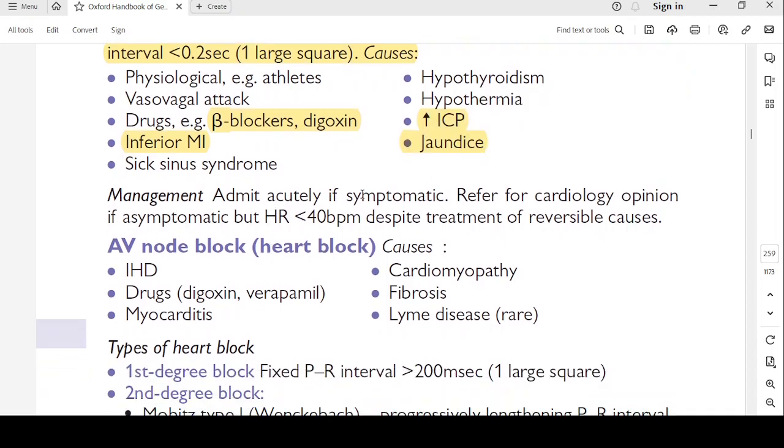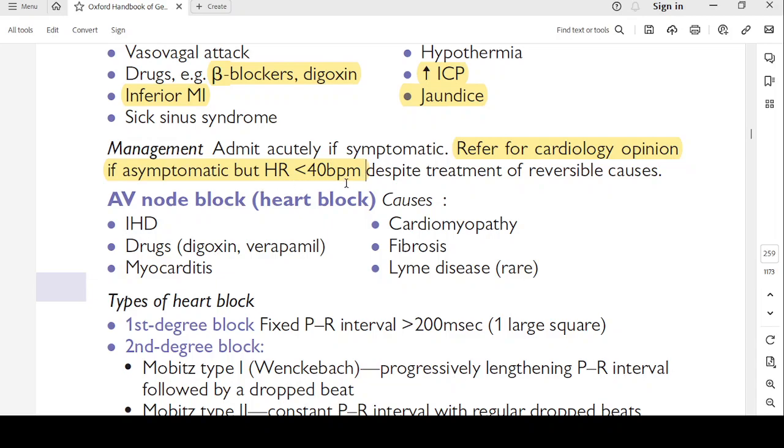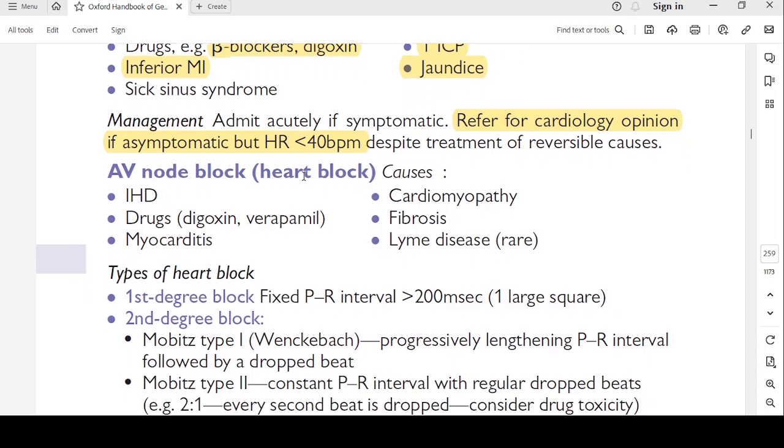Management. Admit acutely if symptomatic. Refer for cardiology opinion if asymptomatic, but heart rate is less than 40 beats per minute despite treatment of reversible causes. So you need to refer to cardiology even if the patient is asymptomatic but heart rate is less than 40. But if patient is symptomatic because of bradycardia, you need to admit.